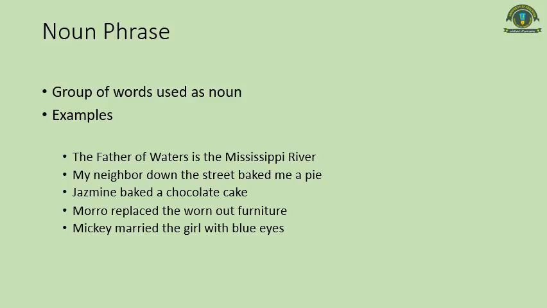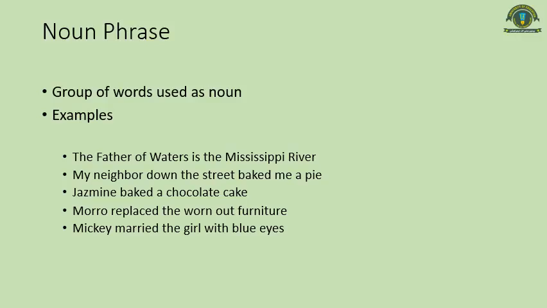Let's look at another example of a noun phrase. For example, my neighbor down the street baked me a pie. If we can replace my neighbor down the street with the pronoun she or he, or any other noun, for example Carl or Kathy, we have a noun phrase. Let's look at another noun phrase. Jasmine baked a chocolate cake. In this example, a chocolate cake is the object of the verb baked, and it is also a noun phrase.